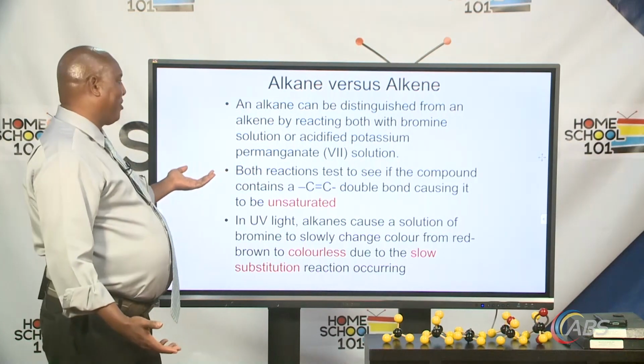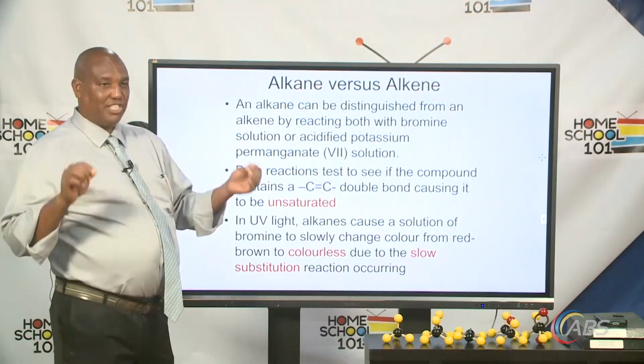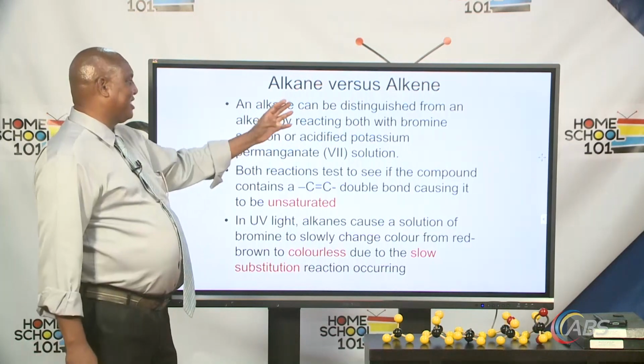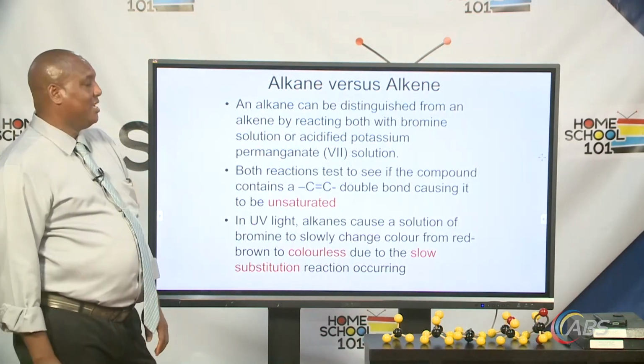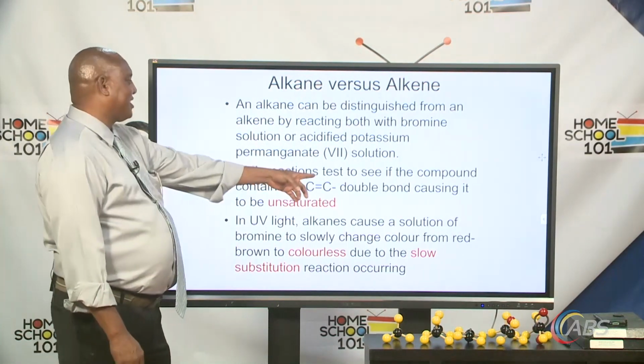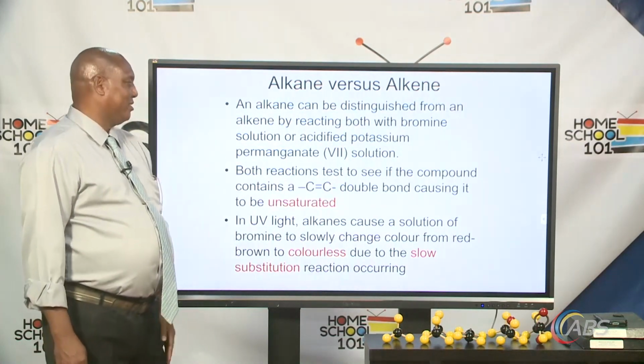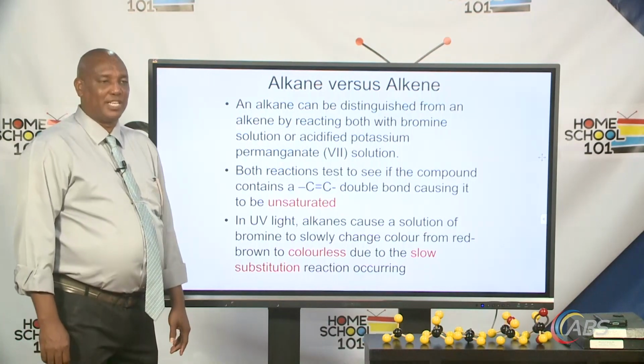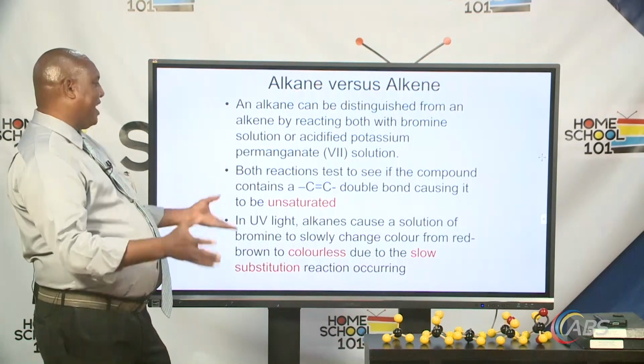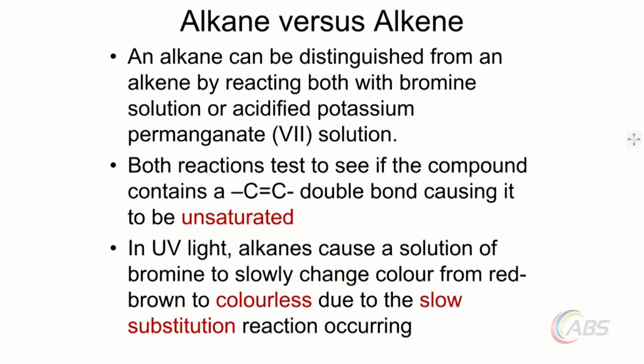Right? The double bond will break. The color will change. There will be a discoloration of acidified potassium permanganate(VII) solution. Both reactions test to see if the compound contains a carbon-carbon double bond, causing it to be unsaturated. So once we have that discoloration, we know for sure that we have an alkene.